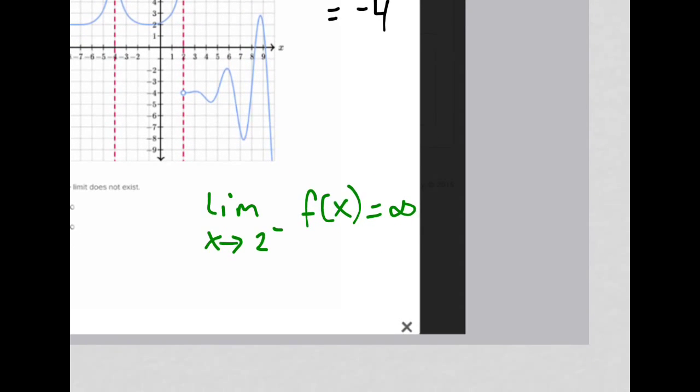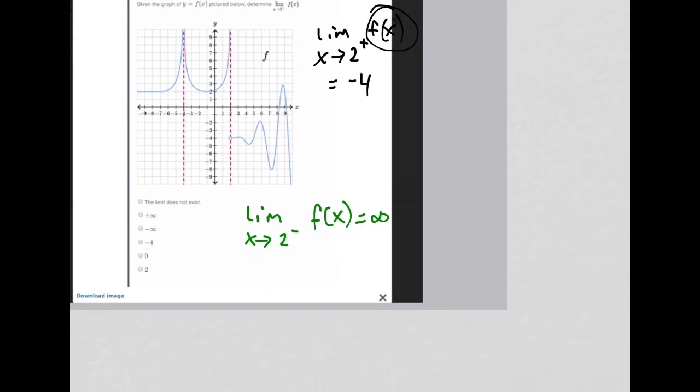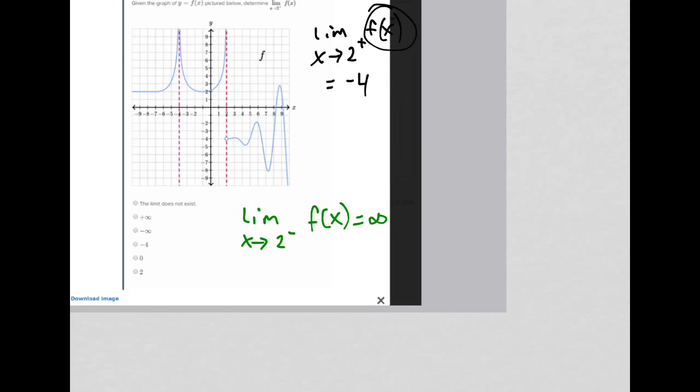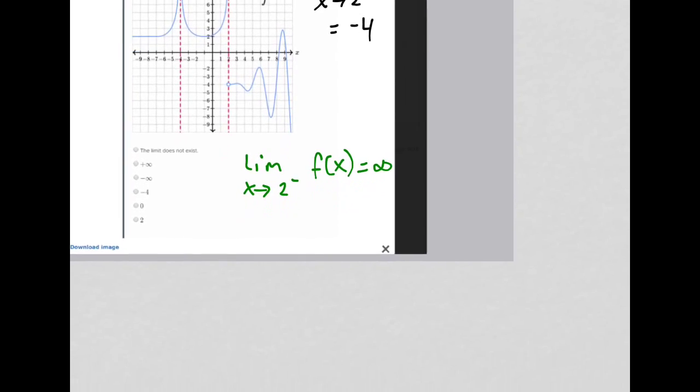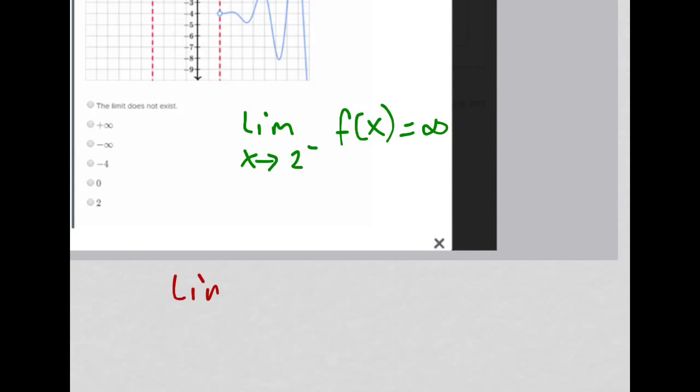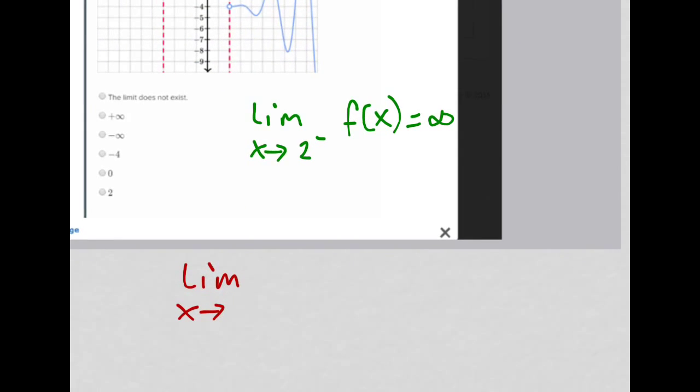If we wanted to say the limit as... okay, so that's a different case. Erase your brain. Don't erase your brain. It's a new example. Limit as x approaches, let's say, 2 from both sides of f of x. This is a two-sided limit.